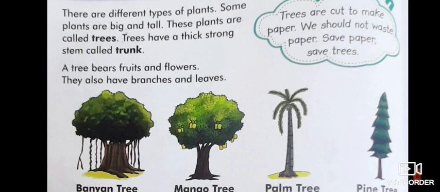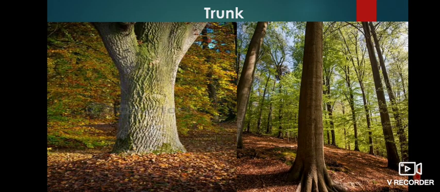All right. Trees have a thick, strong stem. The stem is very thick and strong. That is called trunk. Check the picture. Now trees are tall and big plants that have a thick and strong stem. As you can see in the picture, the stem is thick and strong. This is called trunk.